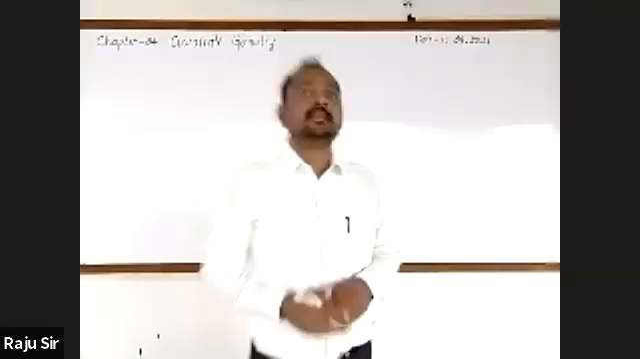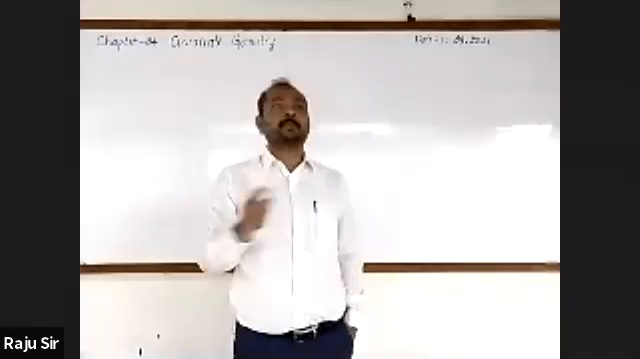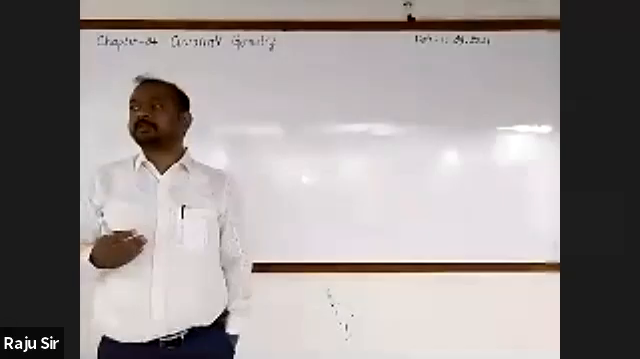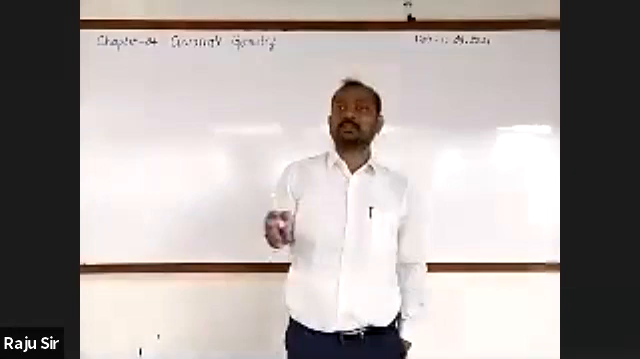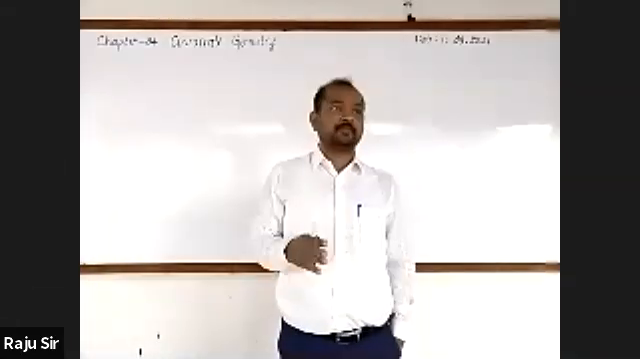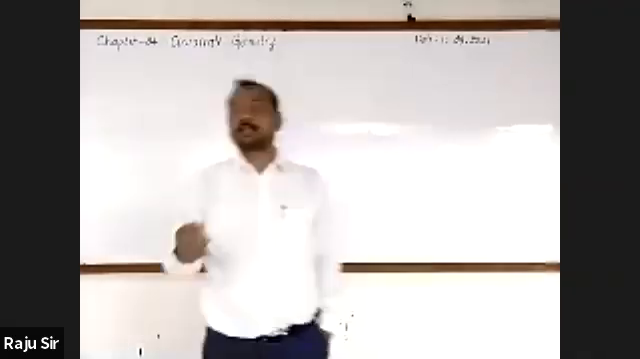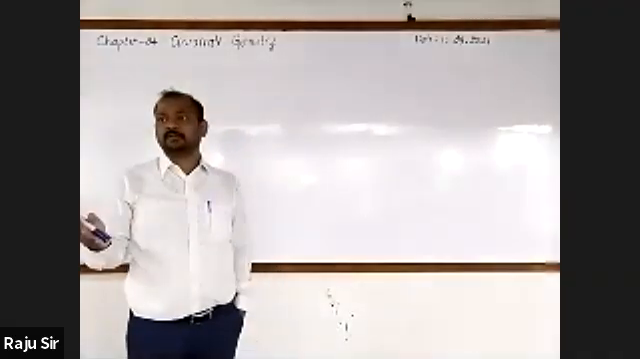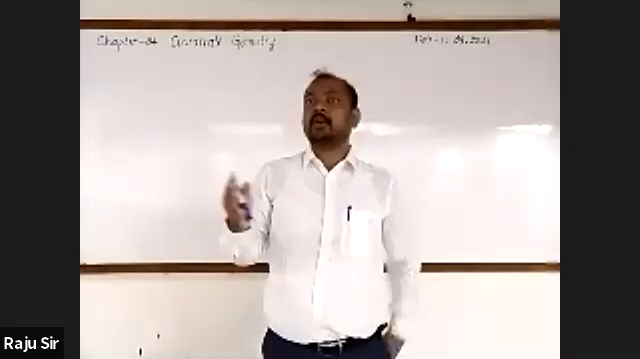Coordinate geometry gives the relationship between the exact position of a point on a plane and a pair of algebraic numbers. Then what do you call this pair of algebraic numbers? Ordered pair. Generally, it is denoted as x comma y. If the point is taken as P, then its coordinates will be x comma y, where x is called abscissa or ordinate? Abscissa. And y is ordinate.